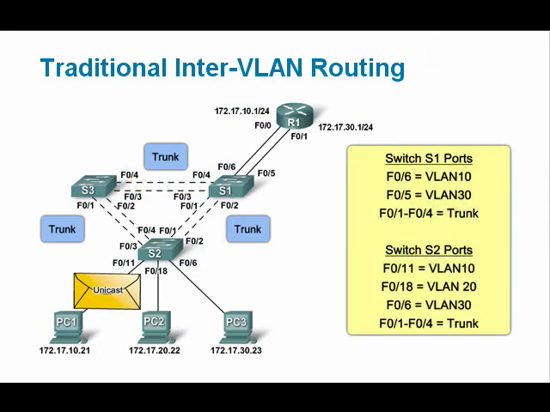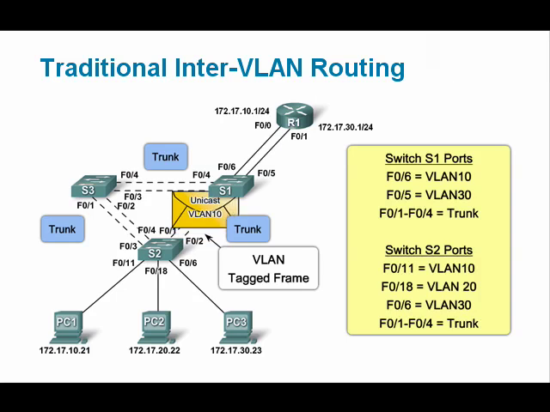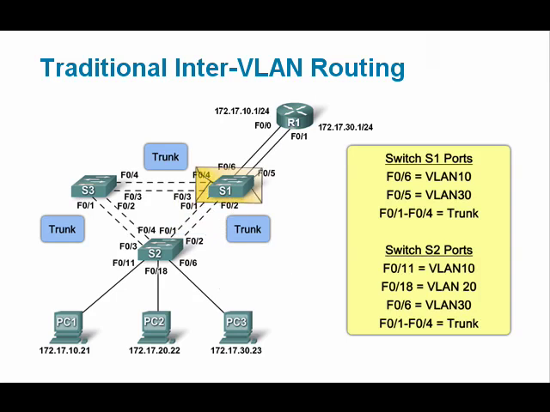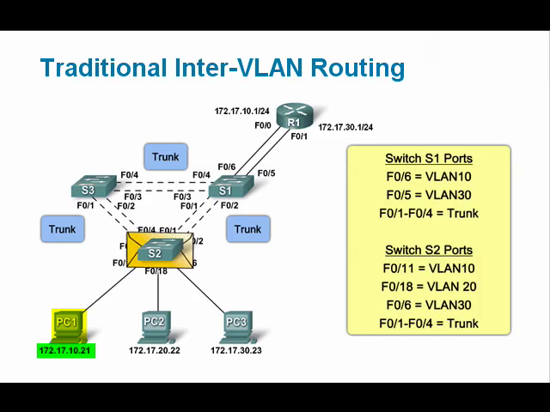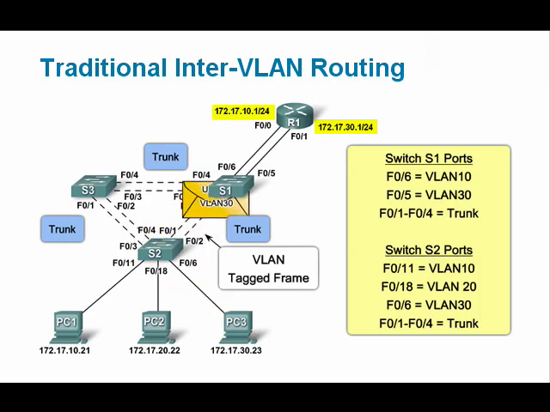Inter-VLAN routing is the process of forwarding traffic from one VLAN to another, and this process requires a router. With traditional inter-VLAN routing, the router uses a separate port for each VLAN. In this animation of traditional inter-VLAN routing, PC1 on VLAN 10 is communicating with PC3, which is on VLAN 30. Notice also that PC1 is at address 172.17.10.21, and PC3 is on a different IP subnet, 172.17.30.23. We know this by looking at the different router interface addresses, which specify a /24 mask.